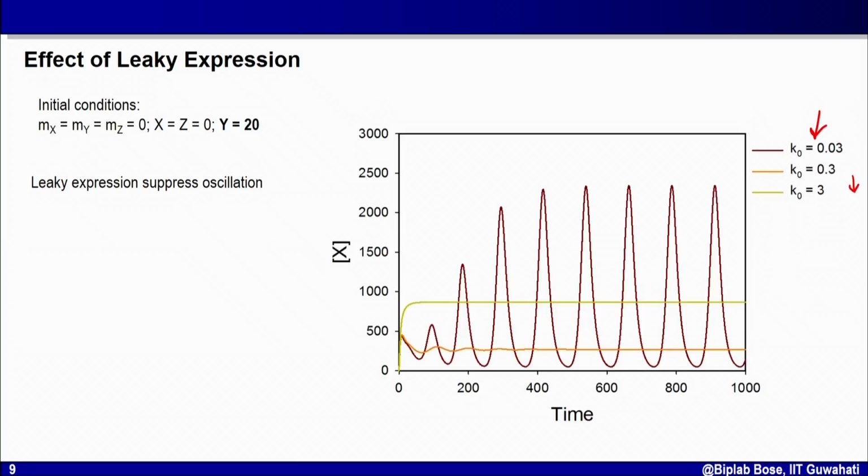The same system with imbalance in the protein at t equal to 0. When K0 is 0.03, I get this limit cycle oscillation. And as I move toward K0 equal to 3, I get a steady state behavior. I lose the oscillation. That means to get the oscillatory behavior, the promoter control should be very tight. I should not have much leaky expression, because leaky expression nullifies the effect of the repression.